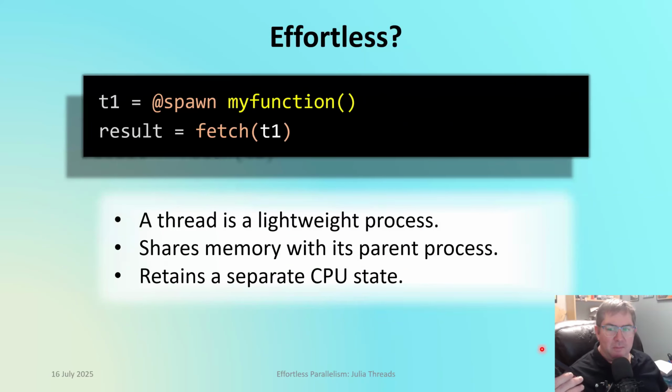Now, the title of this presentation comes from the fact that threading in Julia can be achieved with just a few lines of code. You can walk away now and know how to do threading in Julia, but you wouldn't necessarily understand it. Behind the scenes, Julia creates a lightweight task, assigns it to a thread, and gives it a clean CPU context, its own stack and register set. But unlike full processes, it shares memory with your main program, and that's why threading is so fast, but also why thread safety matters. So with just the spawn macro and fetch, it really can feel effortless.